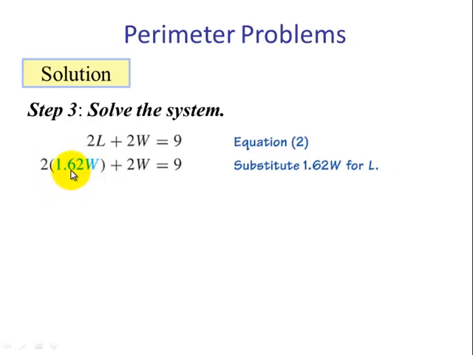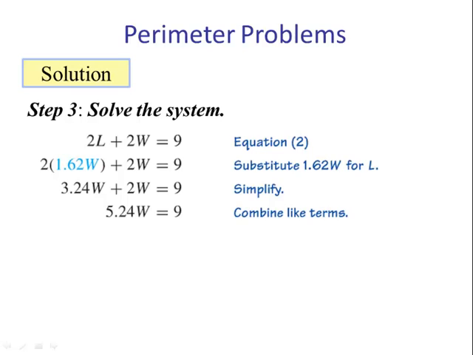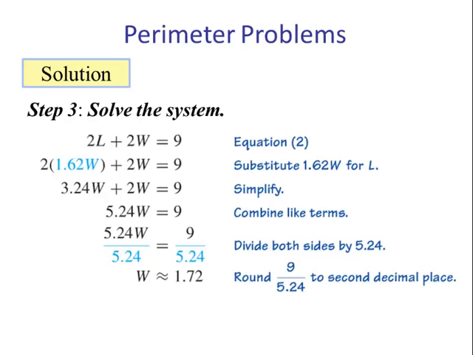So 2 times 1.62W becomes 3.24W. Now we combine like terms and we get 5.24W equals 9. Then we divide, and if we round off to 2 decimal places, we see that W is approximately 1.72.